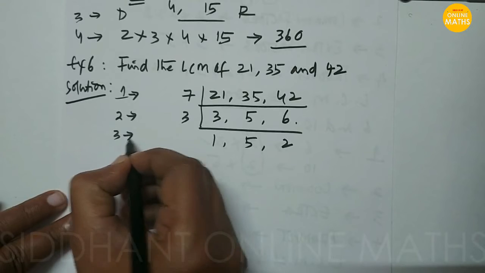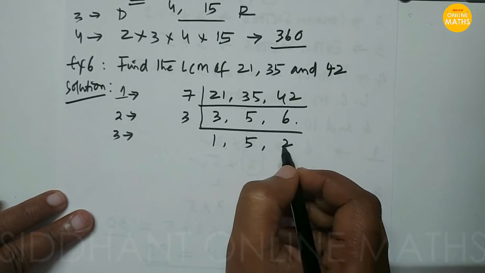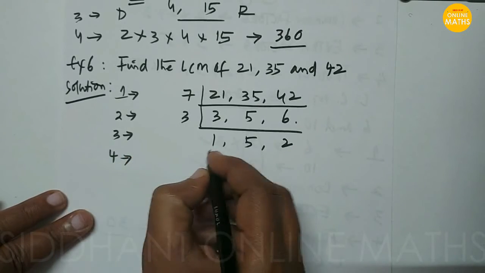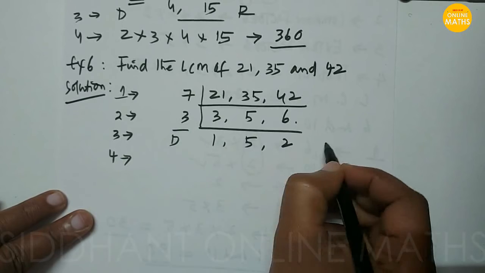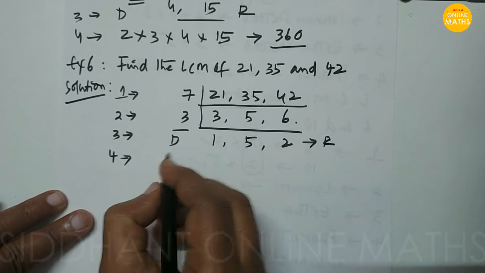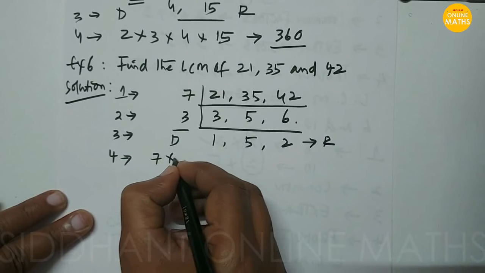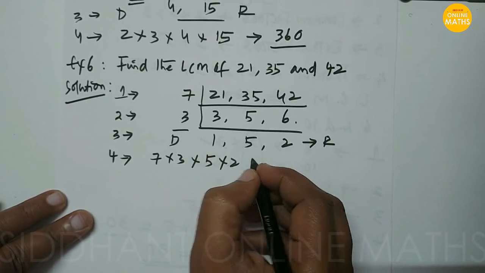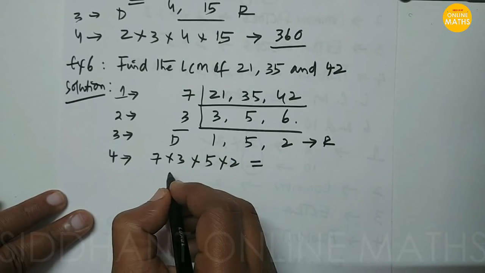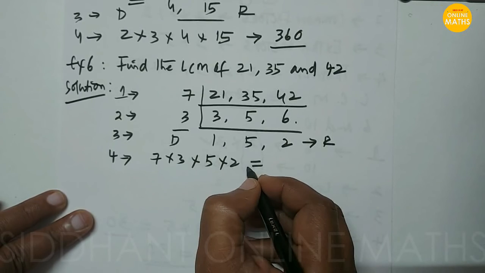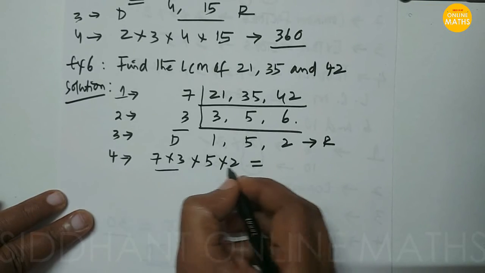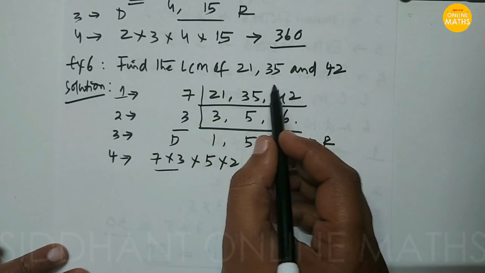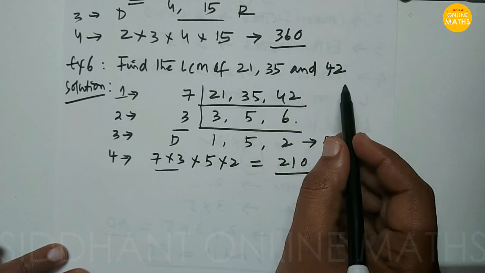The third step is repeating this process until you get a common factor other than 1. Then the fourth step says the product of the divisors and the remainders. So these are the divisors and these are the remainders. We take the product, 7 into 3 into 5 into 2, and we can write 1 also. So this will be 21 into 10, that is 210. So this is the LCM of the numbers 21, 35 and 42.